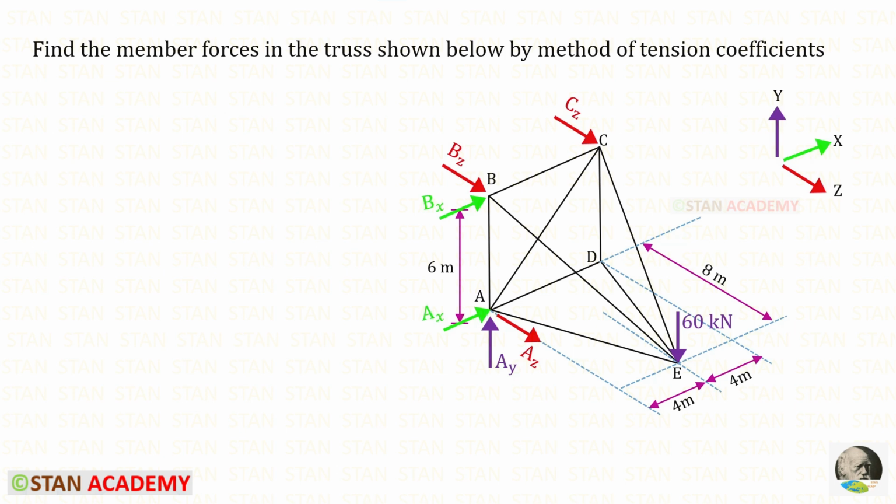Hello everyone. Today we are going to find the member forces in this 3D truss. This is the x-axis, this is the z-axis, and this is the y-axis. First we need to find these reactions. In the y direction there is only one reaction so that we can easily find that.